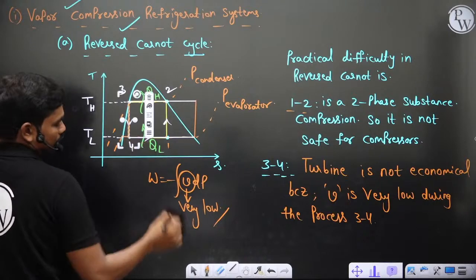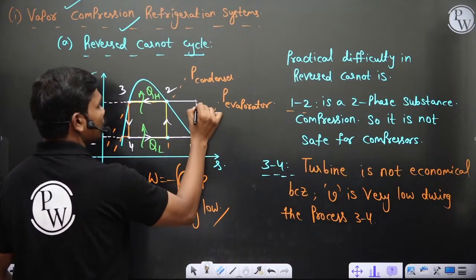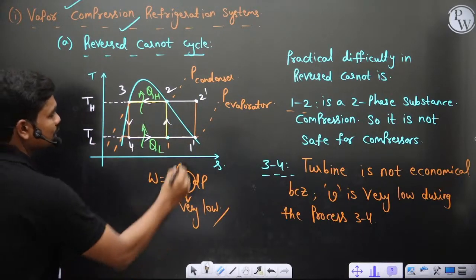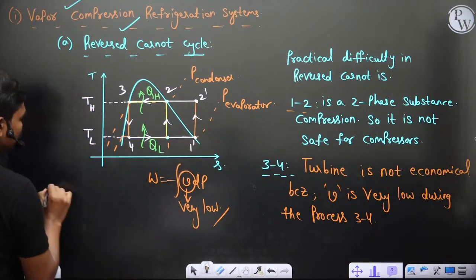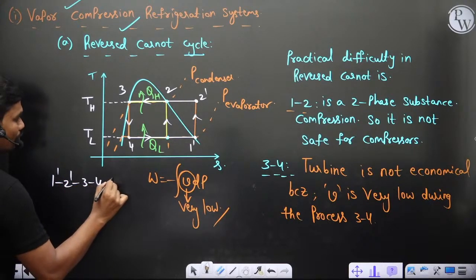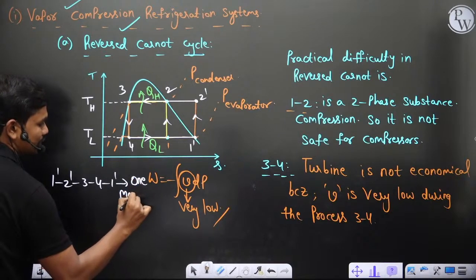I would have done this cycle also. Let's say this cycle is, for example, your 1', 2', 3 and 4 again. So let's say this is the cycle that we are using: 1', 2', 3, 4, 1'. So this is also one more Carnot cycle.